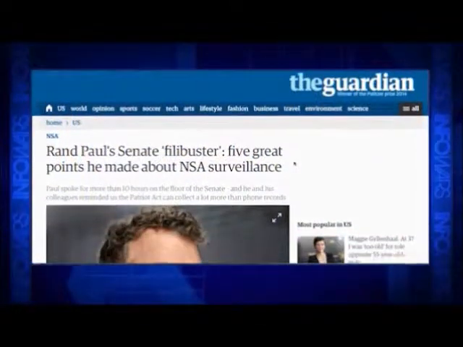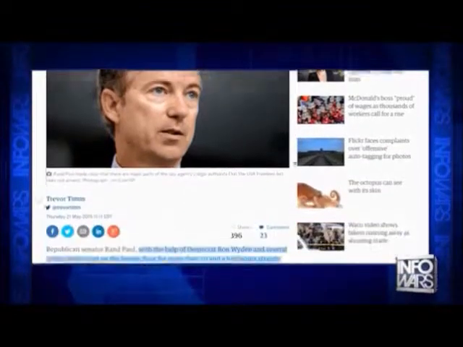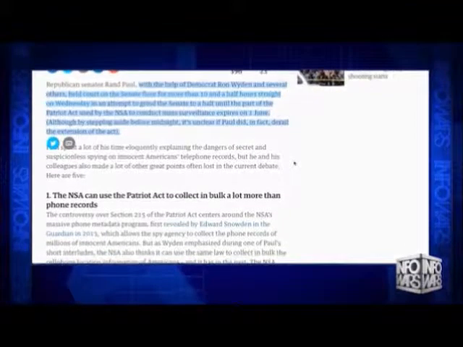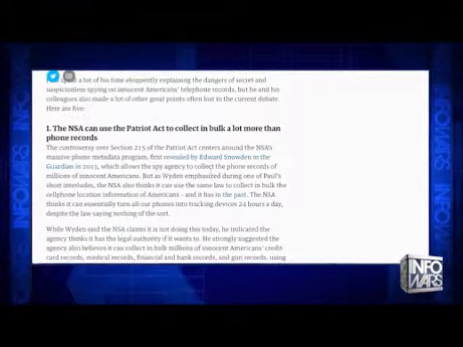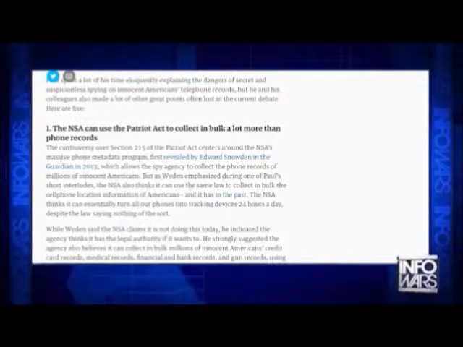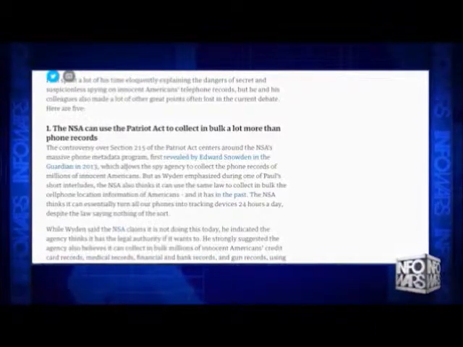Now, he made some very good points there as he stalled the debate on reauthorization of the Patriot Act. One, the NSA can use the Patriot Act to collect in bulk a lot more than just phone records. Now, the controversy is over Section 215 of the Patriot Act, which is what the NSA uses to collect massive amounts of phone metadata. But Democrat Ron Wyden also joined Senator Paul, and he wanted to remind everyone that the NSA can basically use Section 215 to turn all of our phones into tracking devices 24 hours a day.